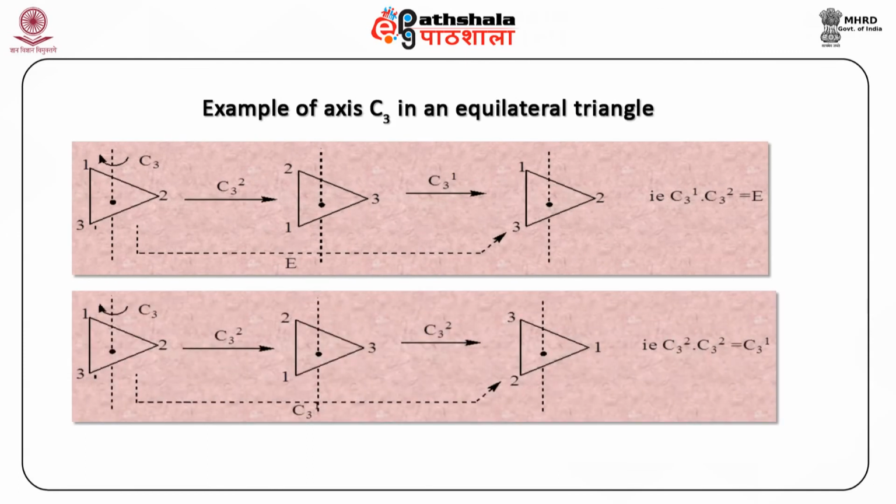By taking another example of a C3 axis in an equilateral triangle, we see that operations generated by the C3 axis constitute a group. The C3 axis generates the following symmetry operations: C3^1, C3^2, C3^3 equal to E. That is, all three symmetry operations are generated. Various symmetry products are shown in the figure.